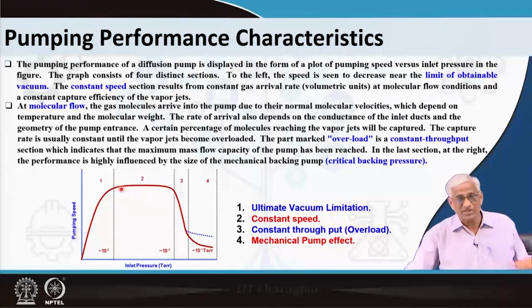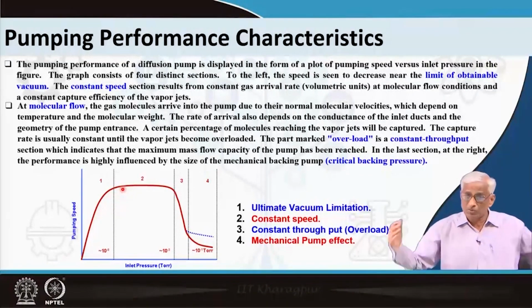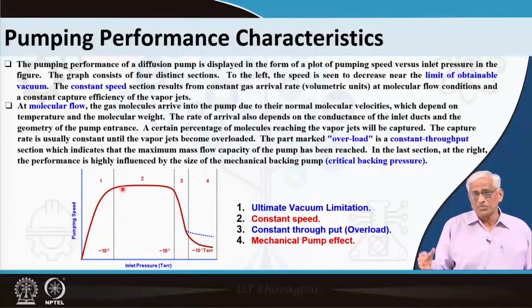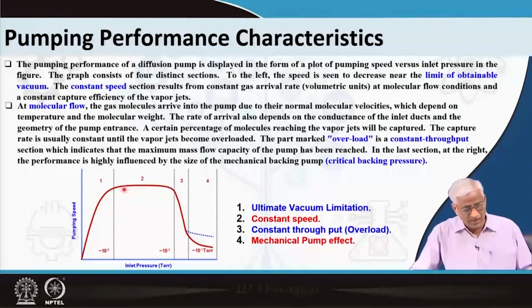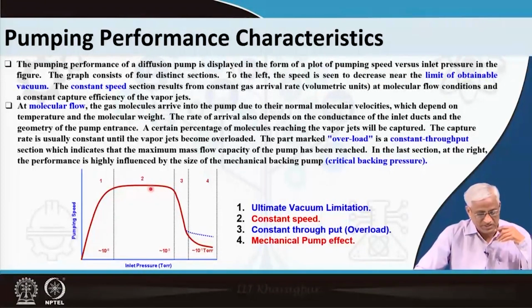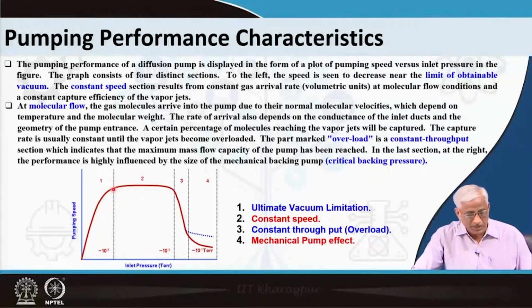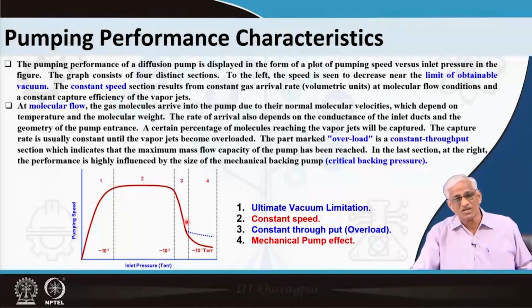What are those limitations? We will see: the vapor pressure of the oil itself, and sometimes it may not be able to catch; there will be a lot of leaks, and there will be some chemical effects, physical effects. For every pump there will be some limitations. So, the ultimate vacuum limitation is the first region, constant speed is the second region, constant throughput. Why constant throughput? Because it is a linear thing: the y axis is pumping speed, the x axis is P. Pumping speed into pressure is the throughput. So, for any linear curve, the product S into P is constant, so it can be considered a constant throughput.